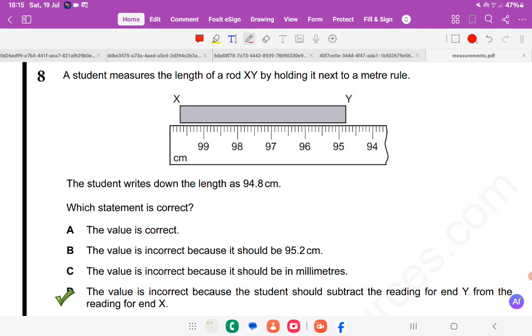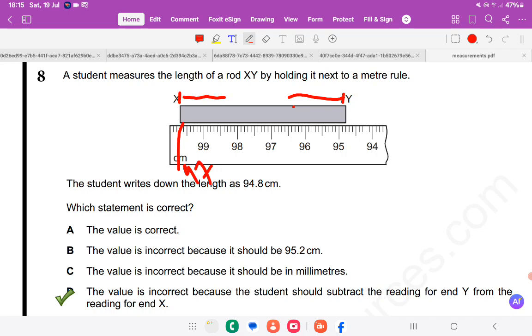So first, before we proceed, we need to know the actual length. What is the length of the rod? We need to find it first. To do that, we need to know the reading there. This reading must be 97. Over here it's 97.